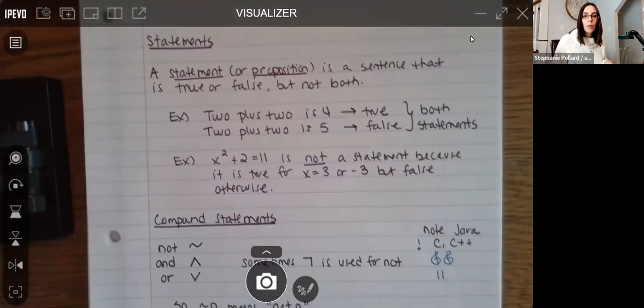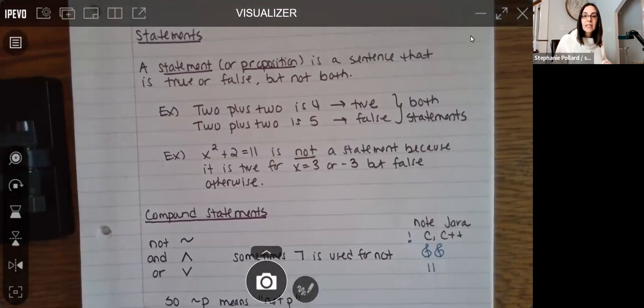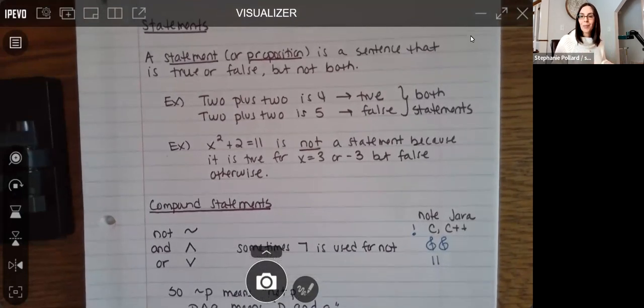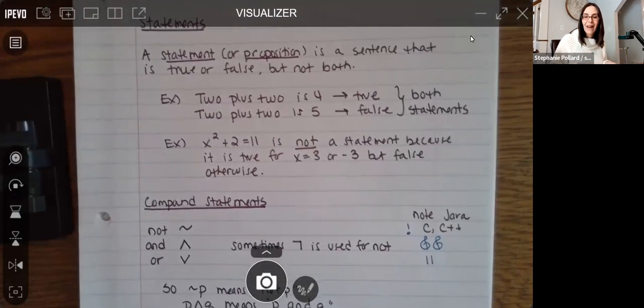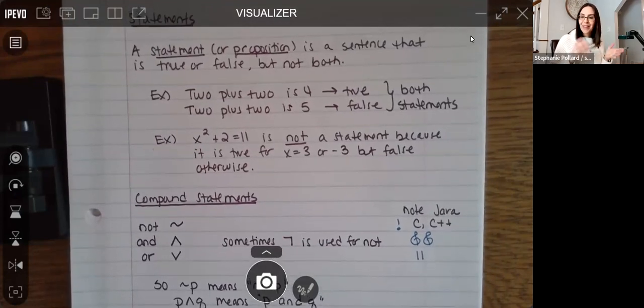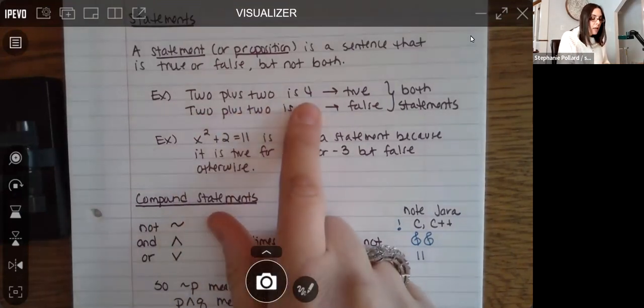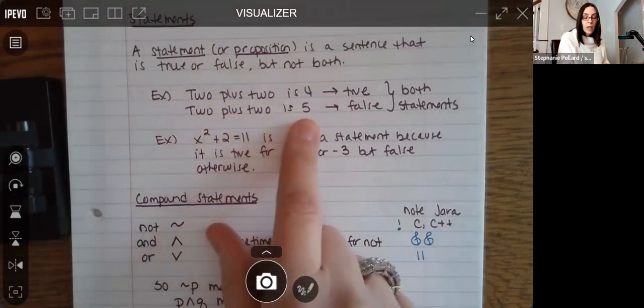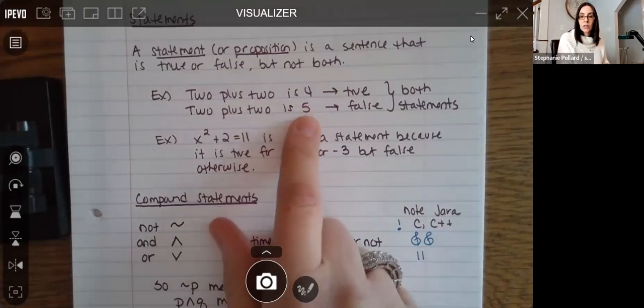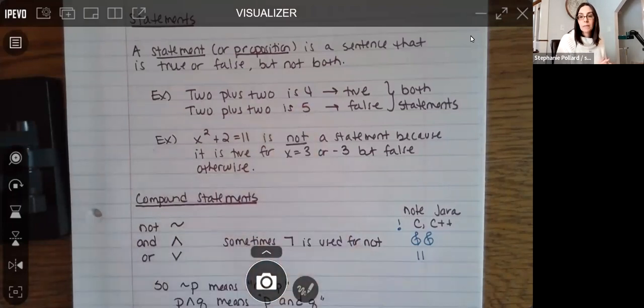A statement or a proposition is just a sentence that is either true or false, but not both. This is a new idea here, where statements could be false. Sometimes you're trying to show that something is not true. For instance, 2 plus 2 is 4, and 2 plus 2 is 5. The first one is true, the second is false, but they're both statements.